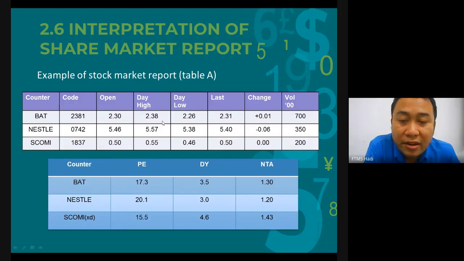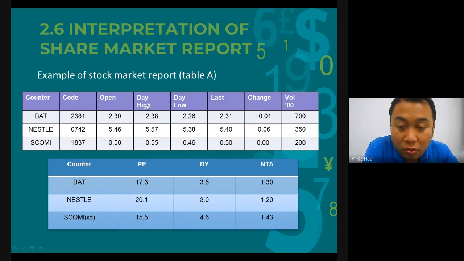Alright, change means the difference between open and last. The formula is last minus open, or close minus open. So you get plus 0.01 because 2.31 minus 2.30, that's why you get 1 cent. 5.40 minus 5.46, you will get minus 0.06. But this one is 0.00 because the last and the open are the same. What do the positive and negative signs indicate? Positive means the price increased, and negative means the price dropped. So there is a difference between plus and minus.